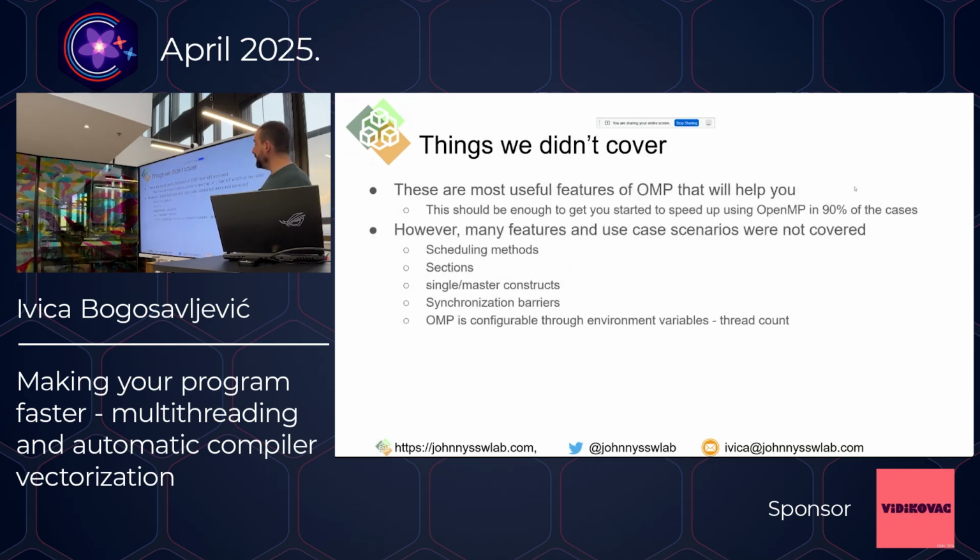Okay, what we didn't cover here. We didn't cover scheduling methods. I talked about static, but there are other scheduling methods. We didn't cover sections, which are like static tasks: they allow you to say, I want to run these 3 functions in parallel. There are also single and master constructs, synchronization barriers, and so on. We didn't cover these because we don't have time.